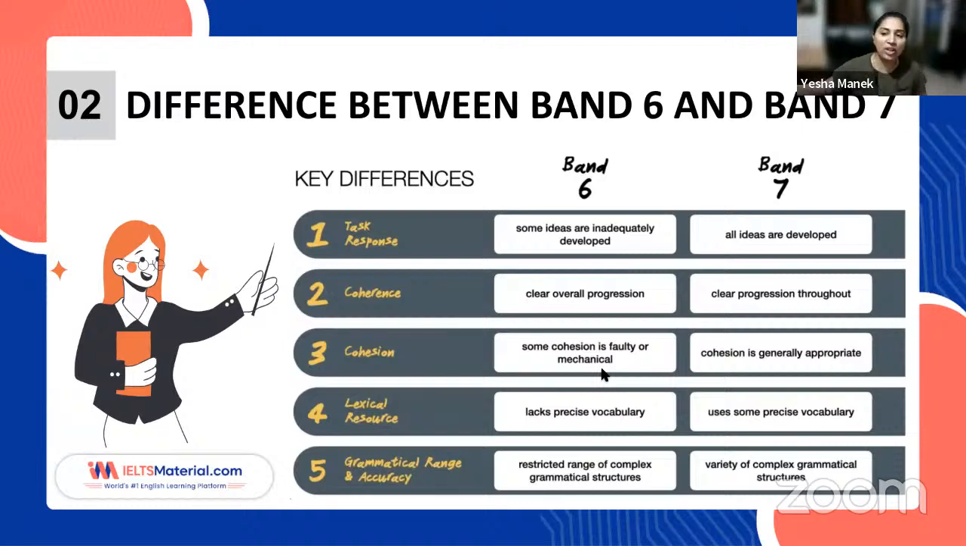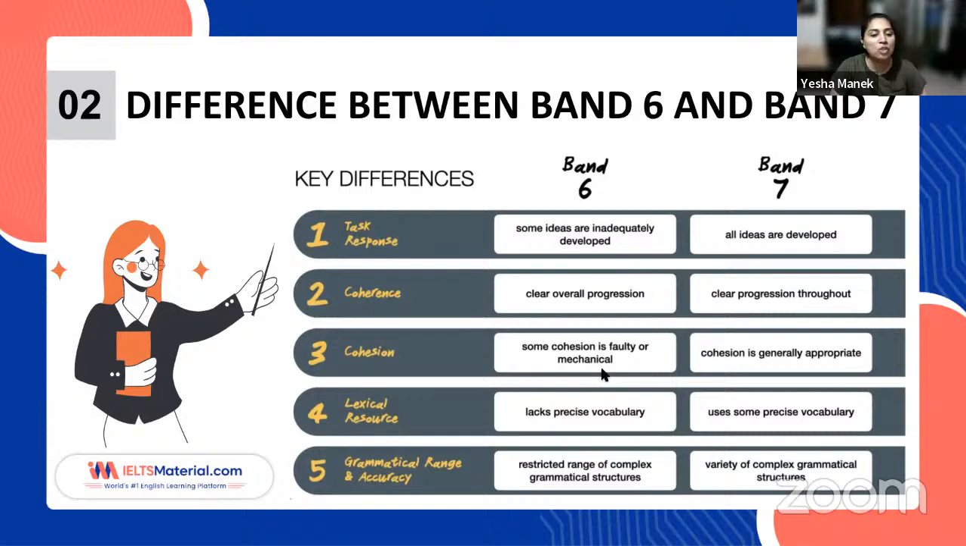On the contrary, in Band 7, cohesion is generally appropriate. It shows the connection between the two body paragraphs. It shows the connection between introduction and conclusion. And this is how the complete task achievement is done.